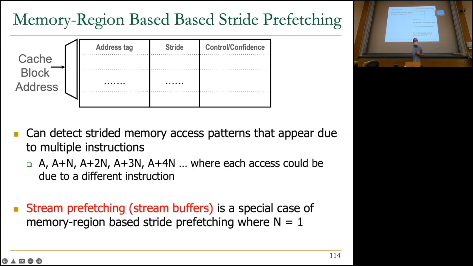And stream prefetching that we discussed earlier, stream buffers, is a very special case of this memory region-based stride prefetching where n is 1. You always keep going through the next block, basically. You don't care which instruction caused it. You basically keep going, streaming through memory or striding through memory.